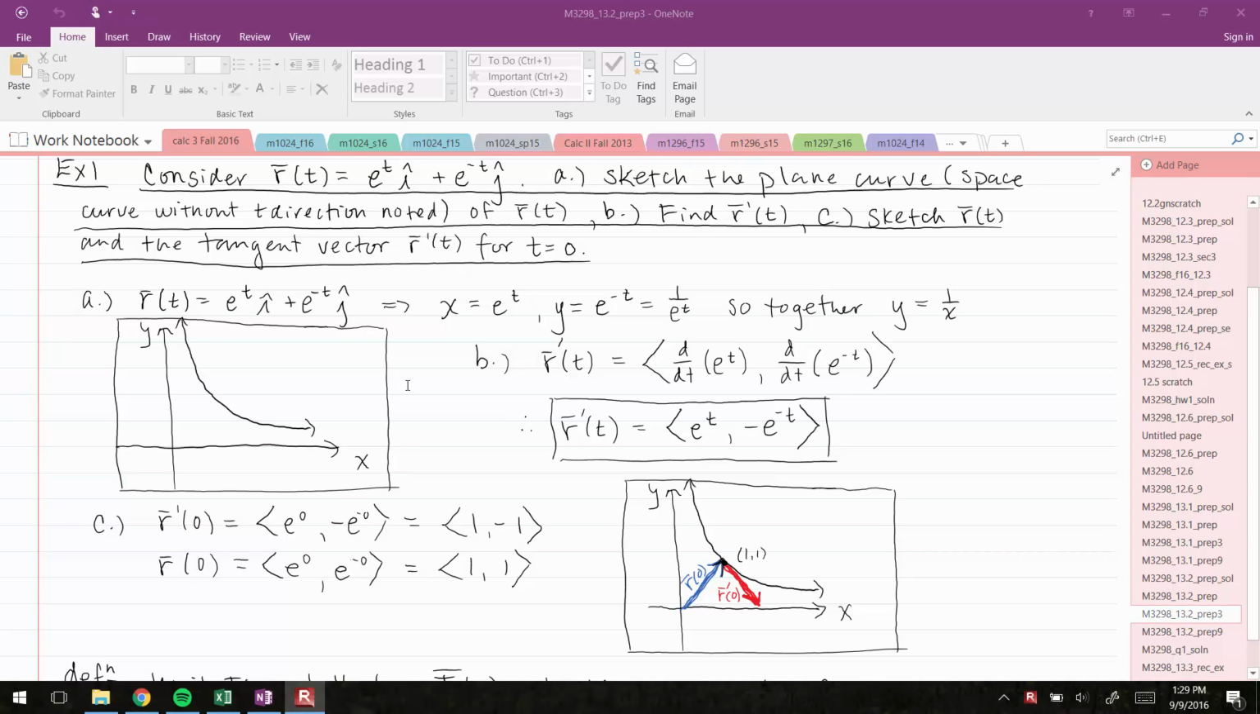We are in section 13.2 and just need to finish up the notes from that section. So in class I went over this example 1 and I just want to recap it.